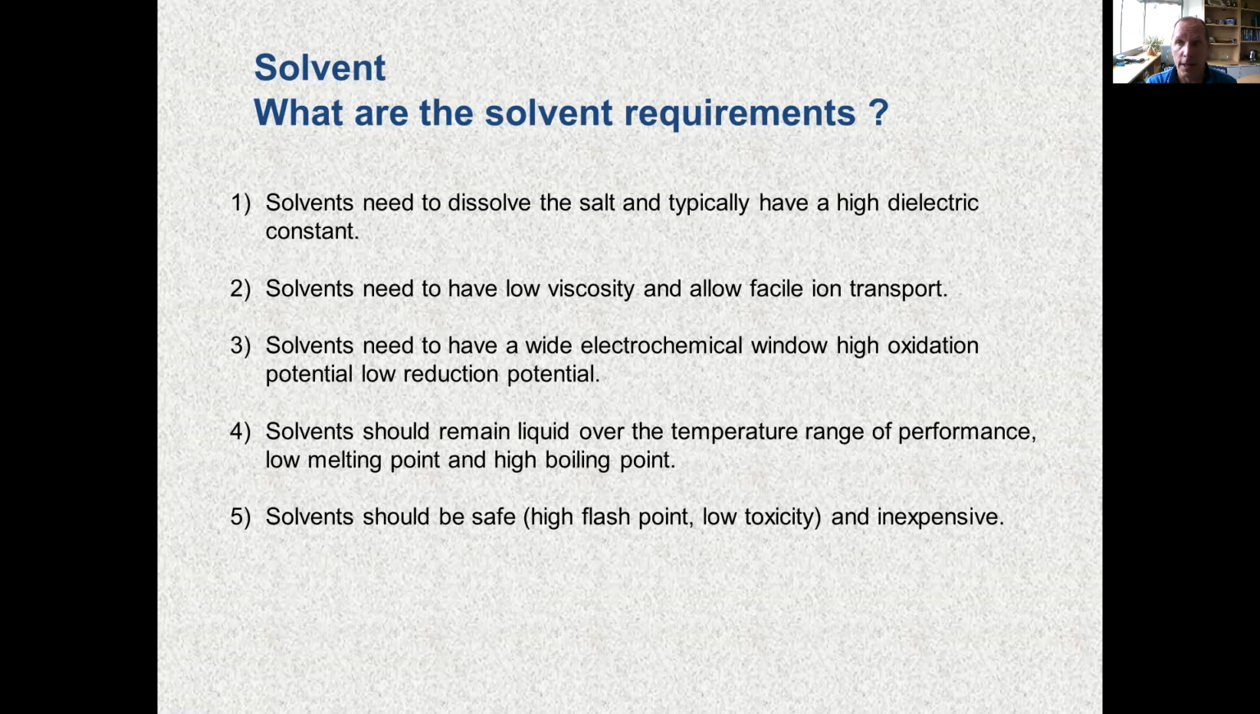And at the same point, if you get to the boiling point of the solvent or close to the boiling point of the solvent, basically that will convert the solvent into a gas, which would then create pressure problems within the cell and cell gassing.